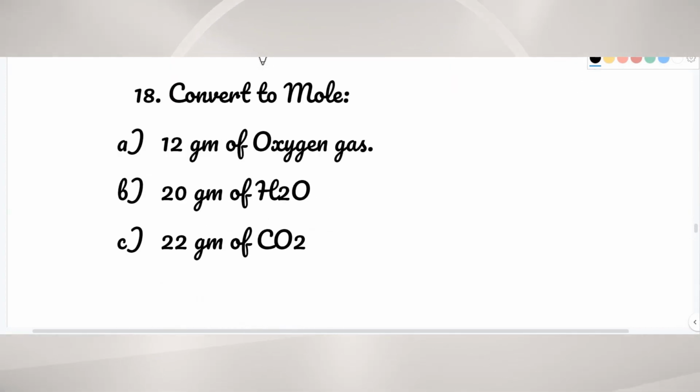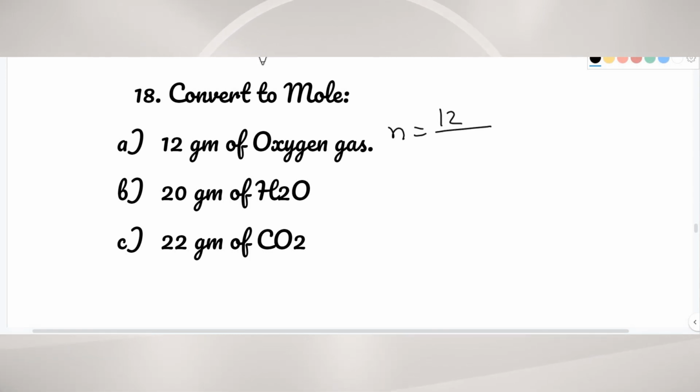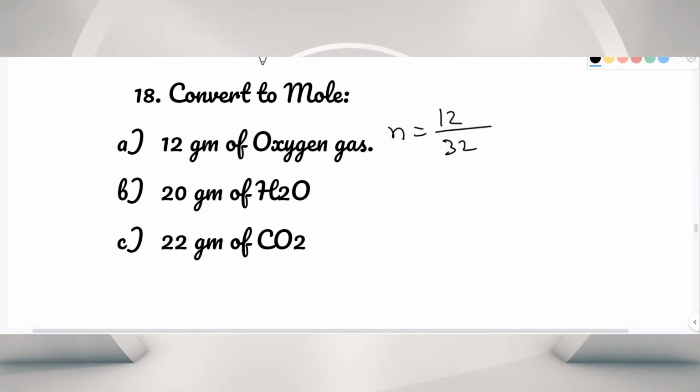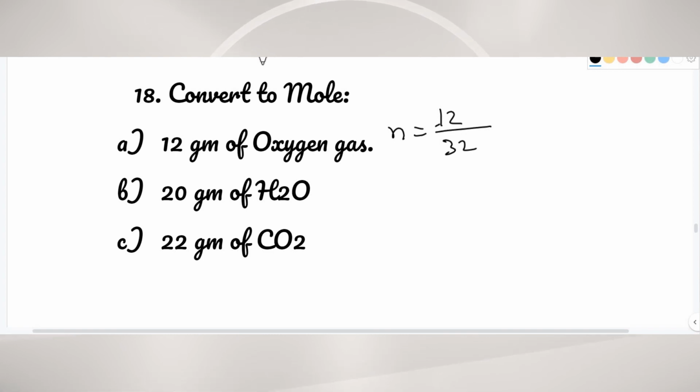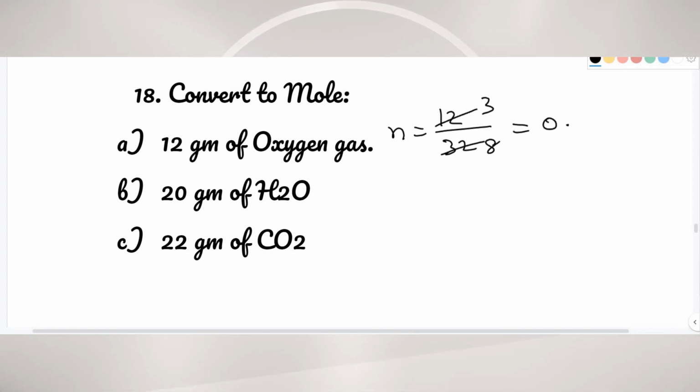Convert 12 grams of oxygen to mole. So we should note the number of moles. Number of moles is given mass by molar mass of oxygen gas. So 32. That is 4 3s, 4 8s. That is 0.375.